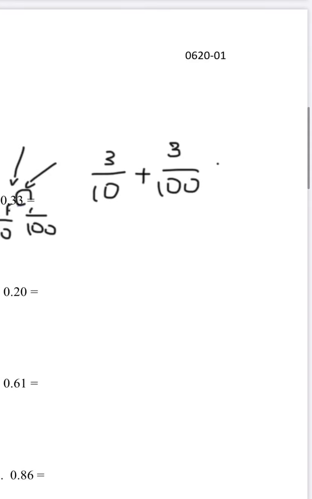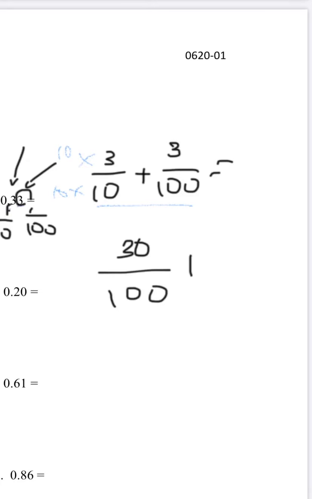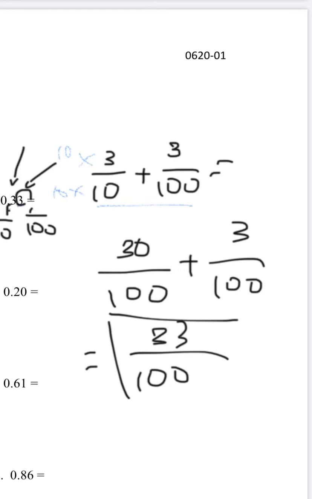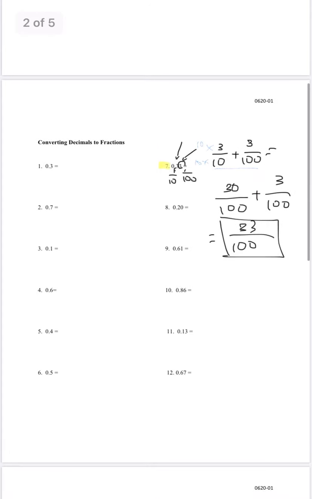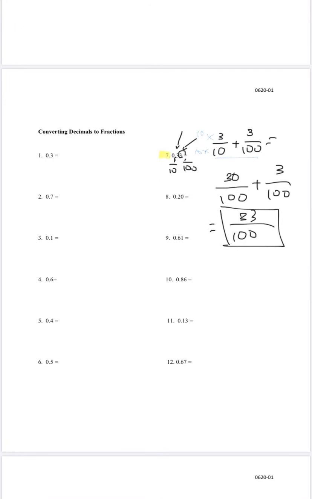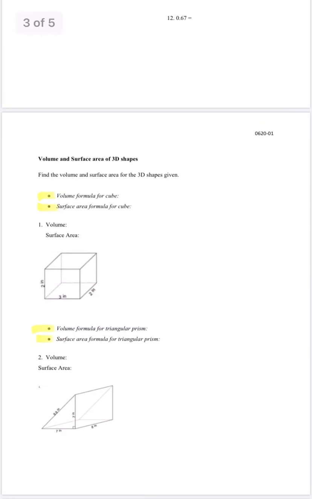And then what do you do here? Well, you're going to have to find the common denominator, right? So then multiply it by 10. So that's 30 over 100, right? Plus 3 over 100. And then you get your answer, which is 33 over 100. Okay, easy. Again, go ahead and pause and then work on the remaining questions. And let's move on to volume and surface area of 3D shapes.